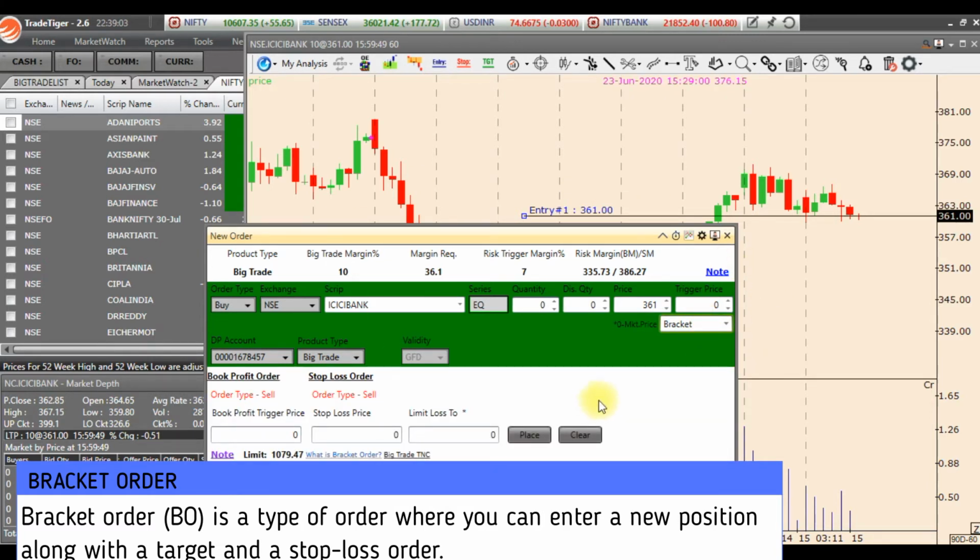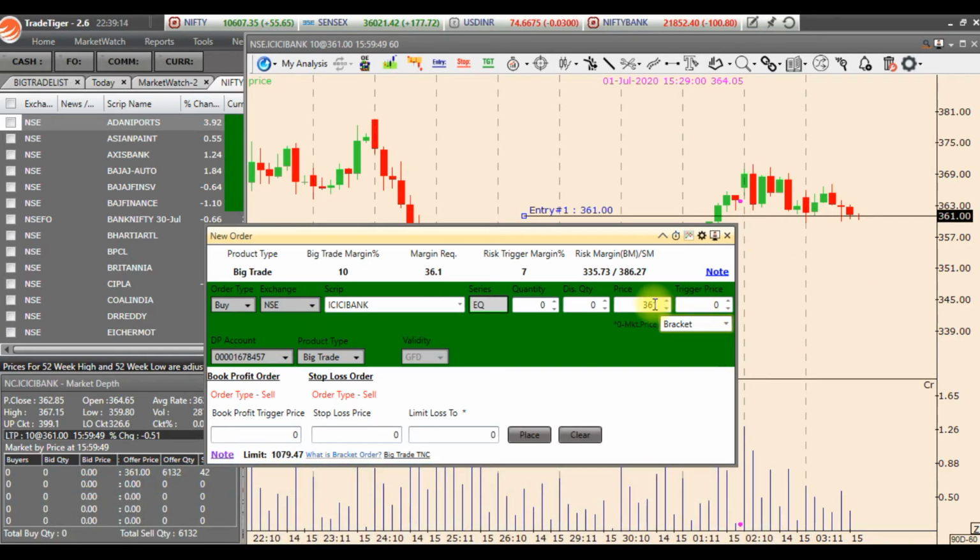In this bracket order, you can place both the sell stop loss and also mention the target. So for example, you are entering at 361, your stop loss is 351, and your target is 375.